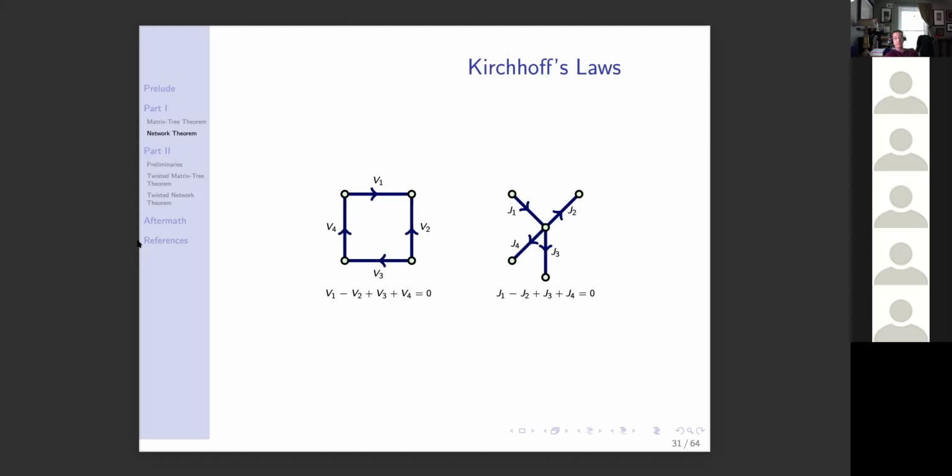And then in the current law, we look at the amount of current coming in, which in this case is the only current coming into the vertex in the middle is J1. And that could be equal to the sum of the currents going out. I think this is written incorrectly. It should be minus J. Okay, I wrote this incorrectly. I'll correct it later on my slides. It should be J1 minus J2 minus J3 minus J4 equals zero, or J1 equals J2 plus J3 plus J4. So that's a typo, and I apologize for that. The amount of current coming in is equal to the amount of current going out.